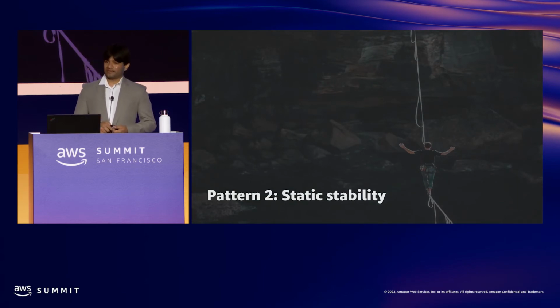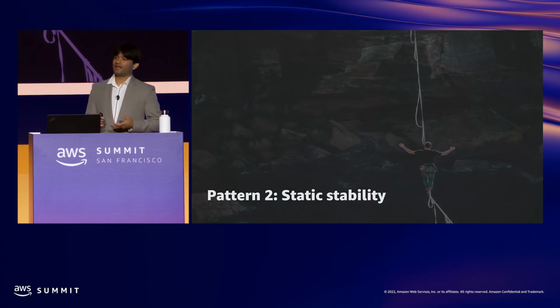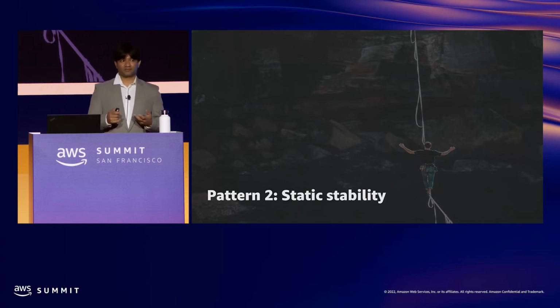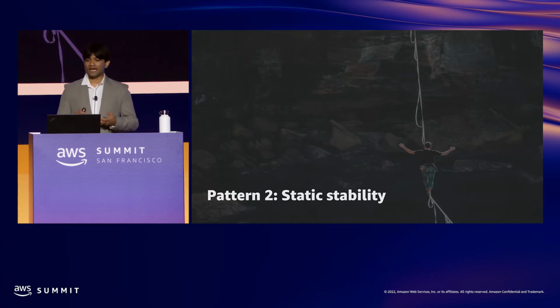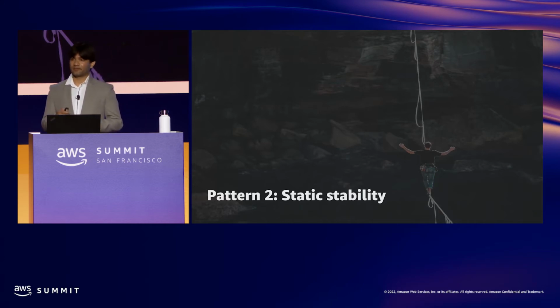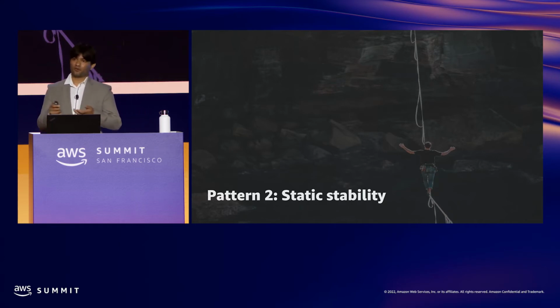My next pattern is about static stability. So it's about designing the systems to stay resilient even when some of the dependencies become impaired. And that's what statically stable design is. The overall system keeps working even when the dependency becomes impaired. So perhaps the system did not see any updated information that the dependency was supposed to have delivered.